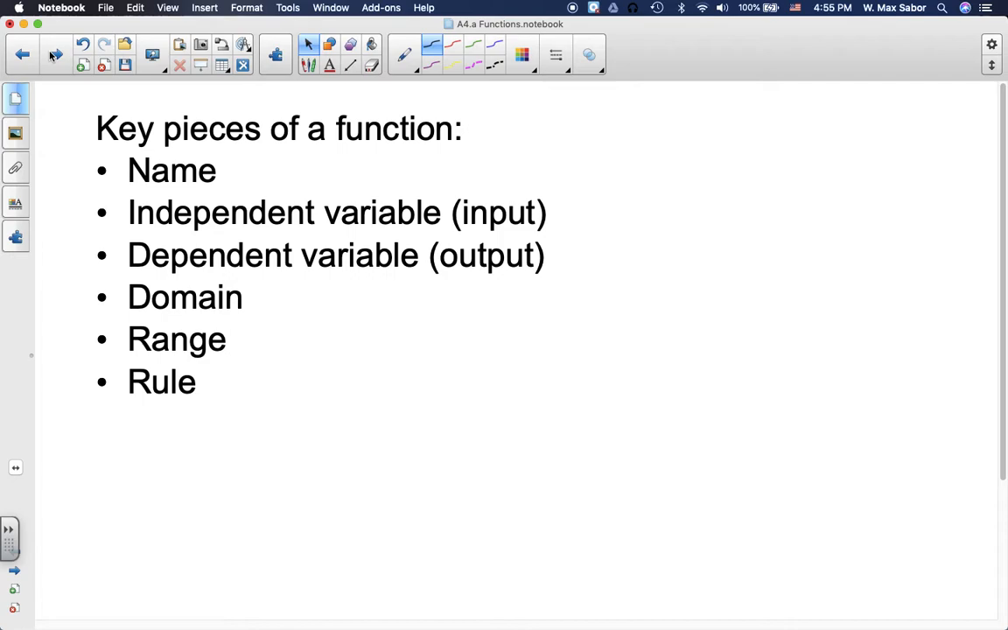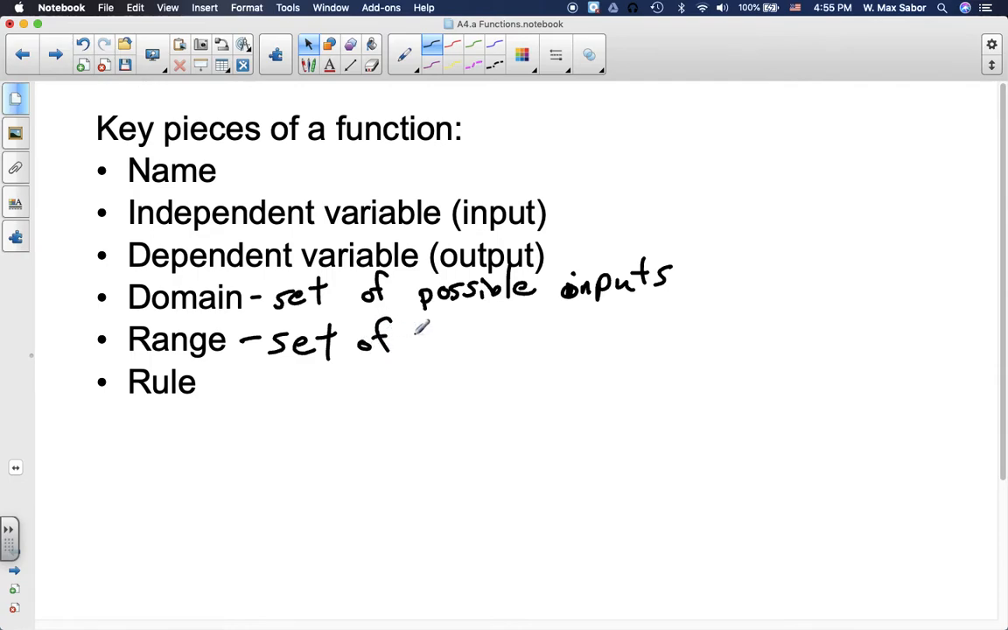So the things that we need in a function are a name, the input and the output, which in science you usually see as independent variable and dependent variable. The domain is the set of possible inputs, and the range is the set of all outputs. So what can you put in and what will you get out? And then frequently, almost always, we will have a rule.